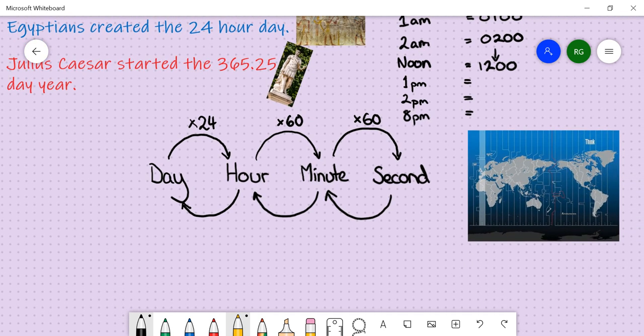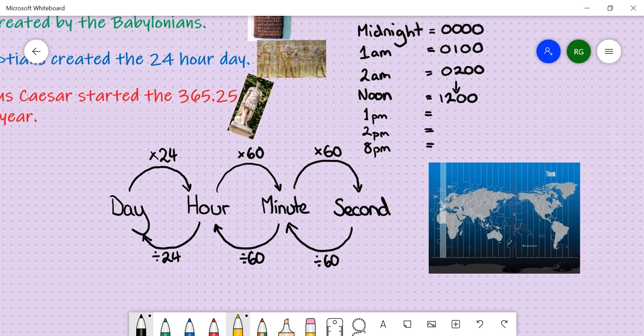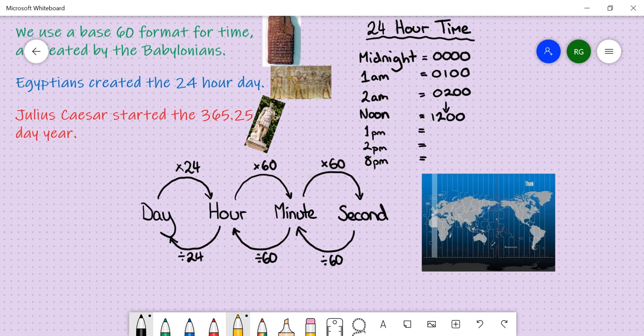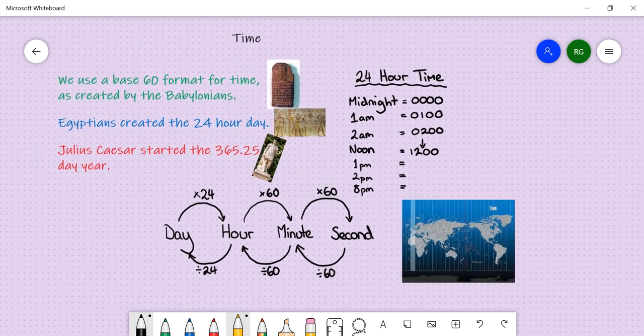We obviously go in reverse by dividing by the same value. Given our use of time in everyday life, this should almost become a little second nature to you, and it shouldn't take too much to actually remember these. I guess it's just more about becoming aware of how it works.